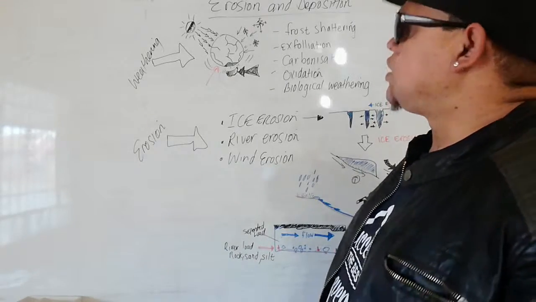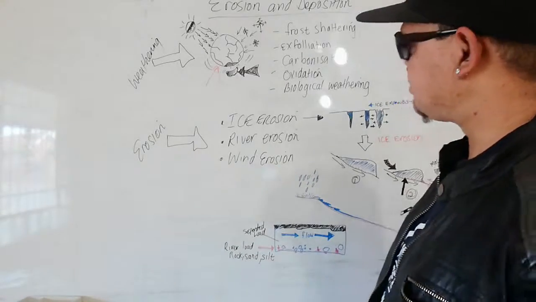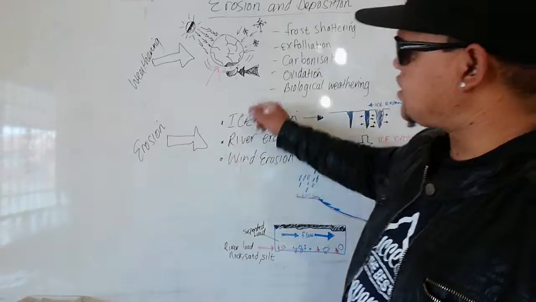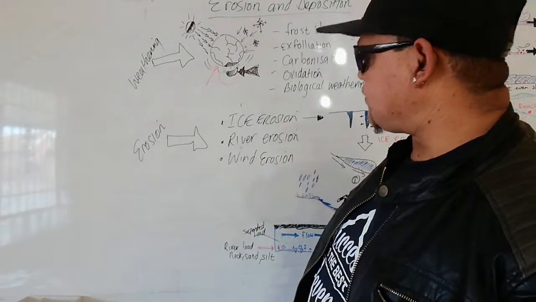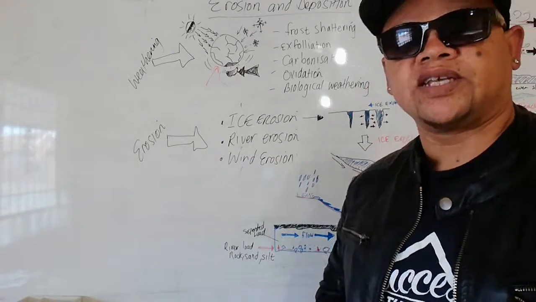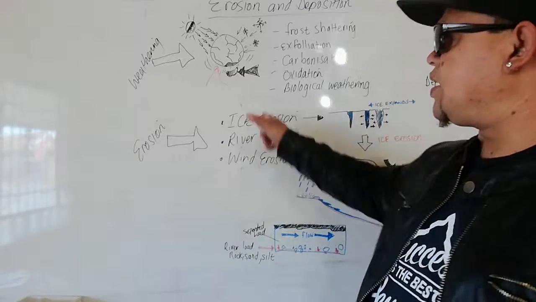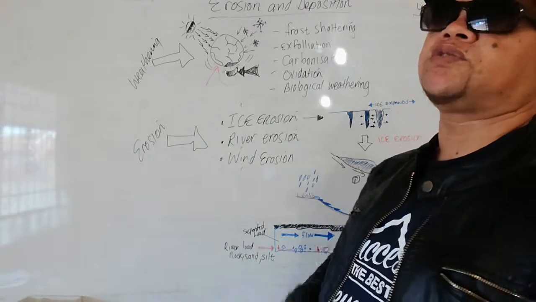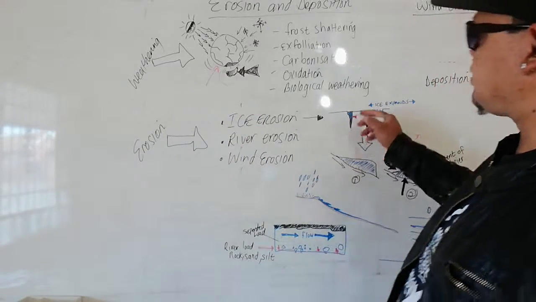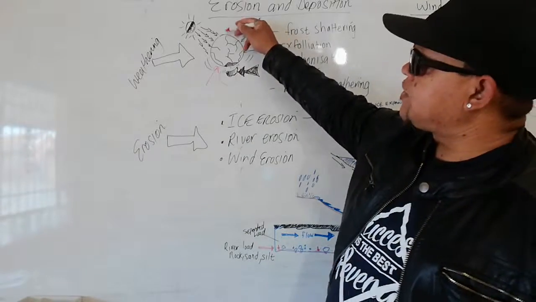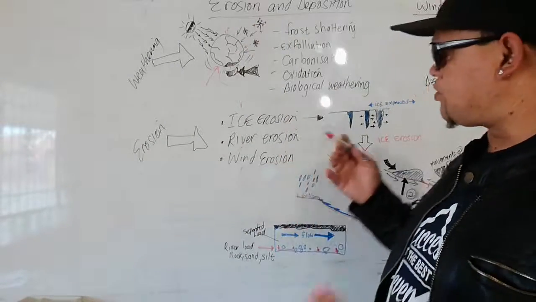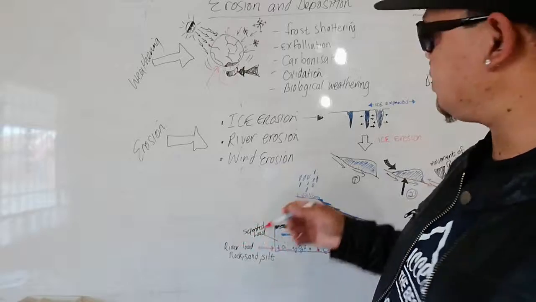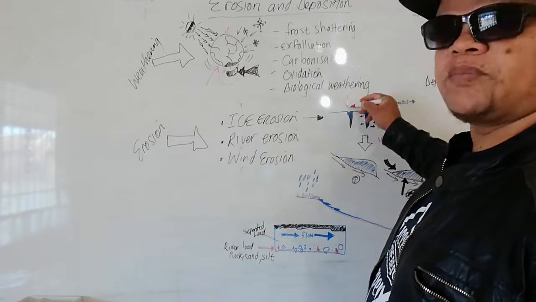Right. Then we're going to be looking at erosion. First one we have here is ice erosion, then we have river erosion, then wind erosion, 3 types. The first type, ice erosion, also involves the rocks. The rock starts taking on water in the cracks, and water starts filling up the crack.